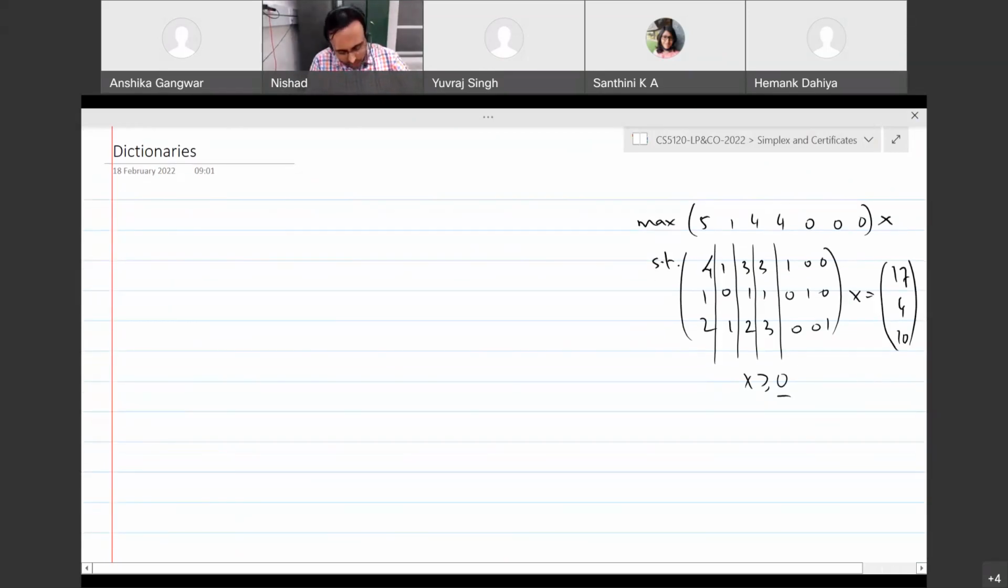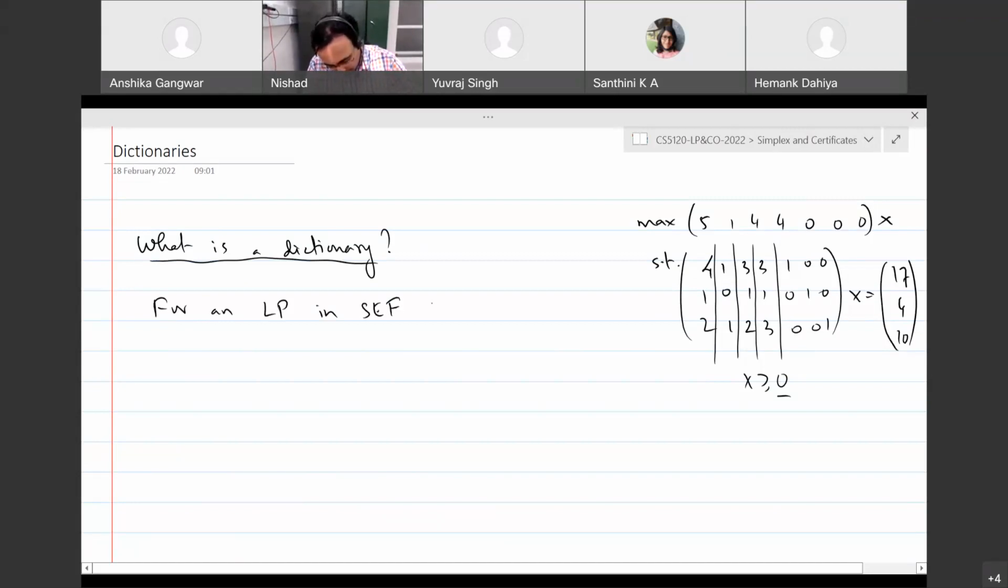Good. So let's just formalize things a bit. So what is a dictionary really? For an LP in standard equality form, let's say our LP is maximize c transpose x plus z subject to Ax equals b and x at least 0 as usual. Right?